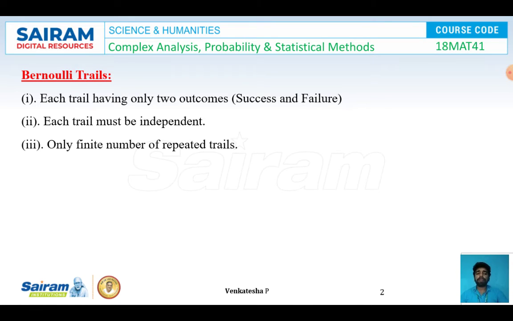Before learning about the binomial distribution, we have to know what Bernoulli trials are. The first condition is each trial has only two outcomes: one is success and the other is failure. Second condition, each trial must be independent. Third condition, only a finite number of repeated trials are performed. So these kinds of trials are called Bernoulli trials.